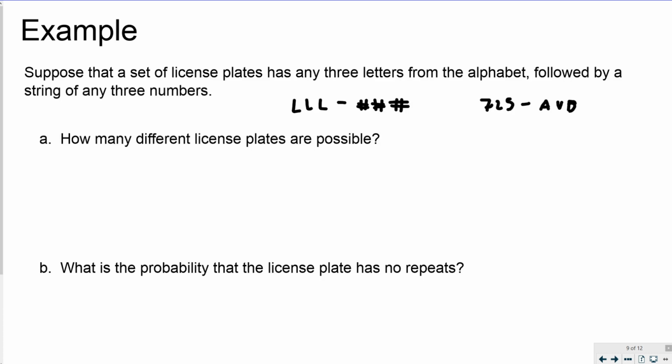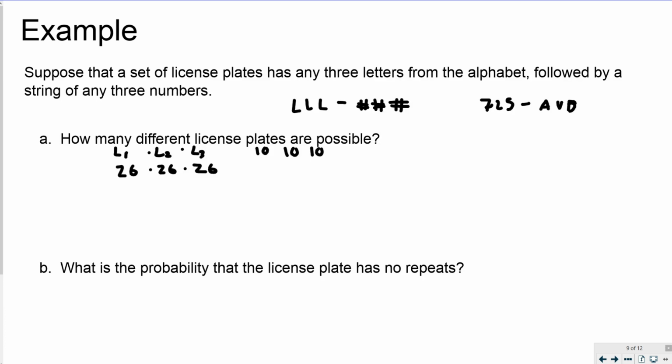So first, let's calculate how many different ones are possible. So there are, for the letters, 26 times 26, according to the formula, times 26 unique letters. Okay, so letter 1, there's 26 letters available. Letter 2, there are 26 letters available. And letter 3, there are 26 letters available. And then you have the numbers. There are 10. 0 through 9 is 10, 10, and 10.